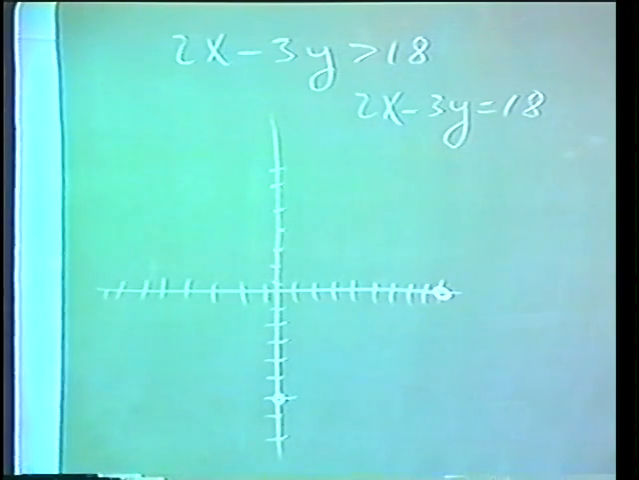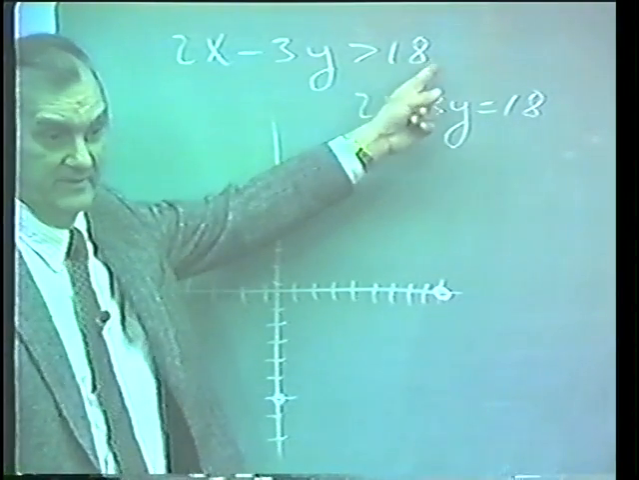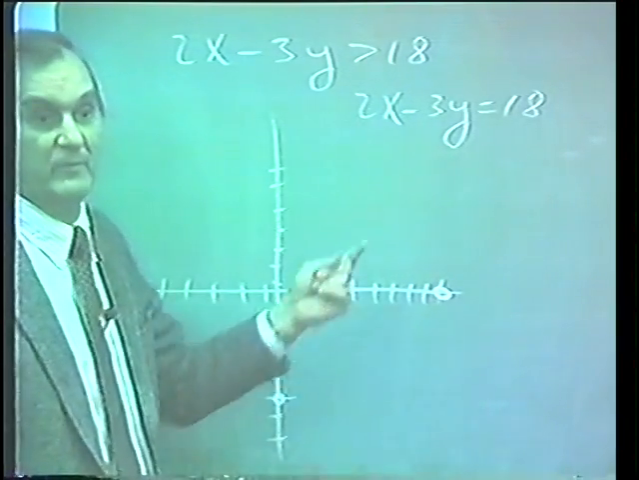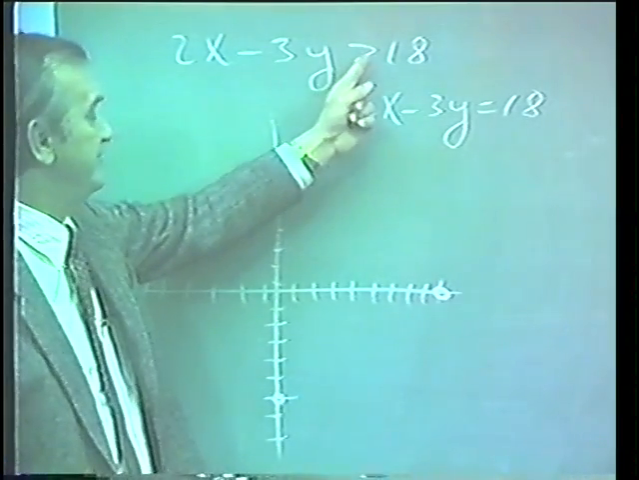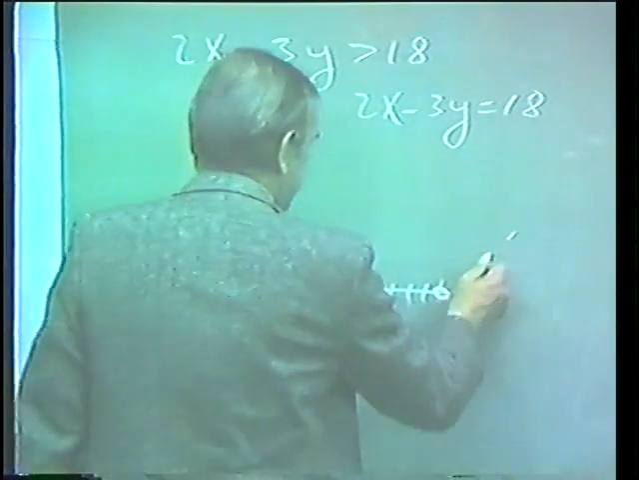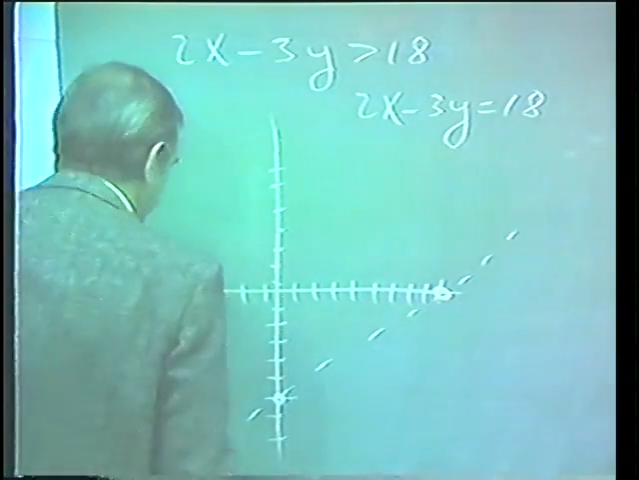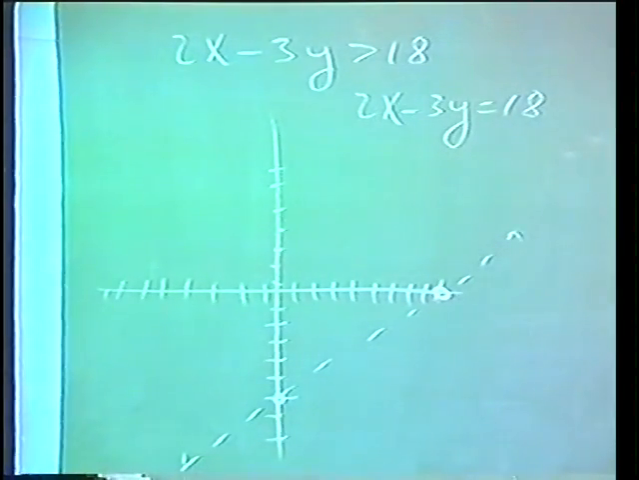Now we go back to the inequality. The question is, what kind of line are we going to draw here? Is it going to be a solid line or a broken line? Broken line. You see, in your inequality, if the word equal is in your sentence, it's solid. If the word equal is not in the sentence, it's a broken line. If this was 2x minus 3y greater than or equal to 18, we'd have a solid line. But since the word equal is not in the sentence, it's a broken line.